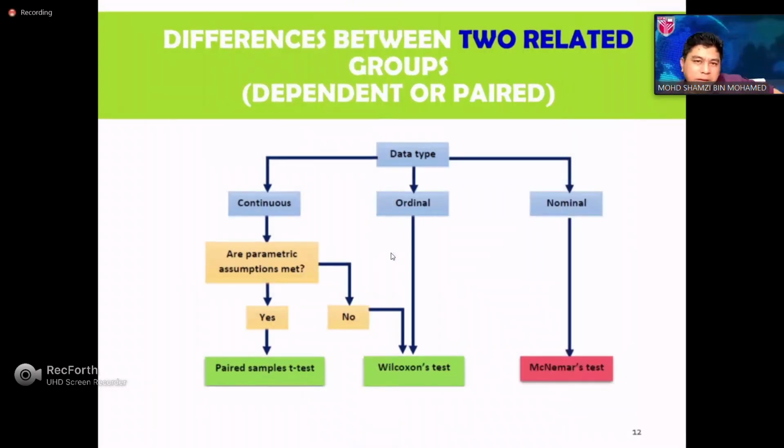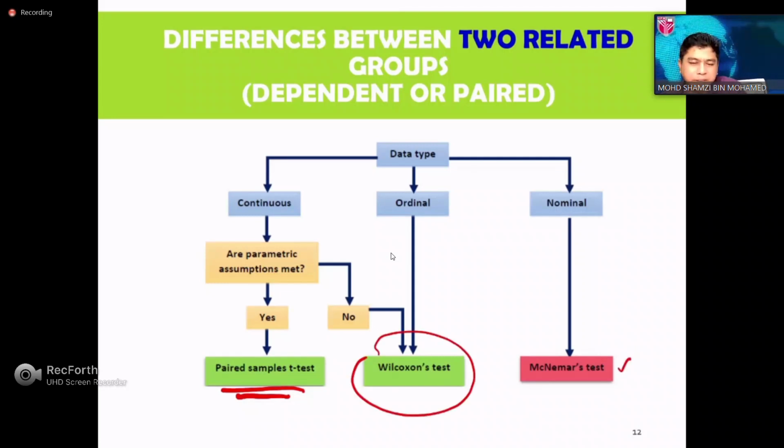For differences between two related groups, paired means the sample comes from the same subject, the same specimen. If it is continuous, you go for the paired sample t-test. Ordinal is Wilcoxon. This one, McNemar, we didn't touch much. Just look at the question, identify what type of data it is, and also whether it is normally or not normally distributed.